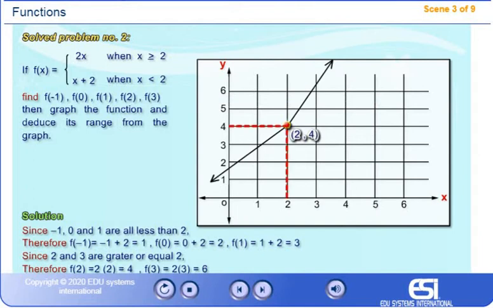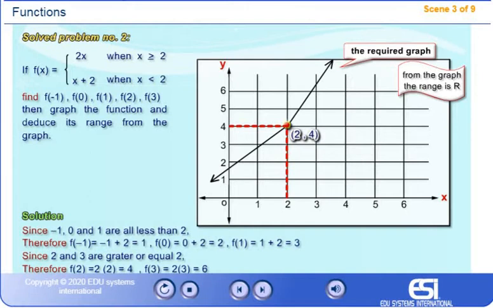From the graph of the function, we deduce that the range is the set of real numbers R.